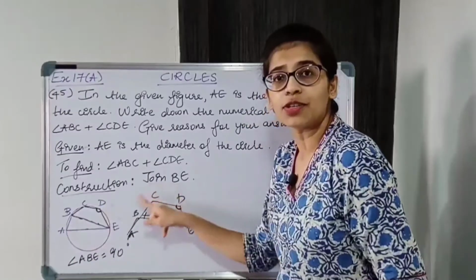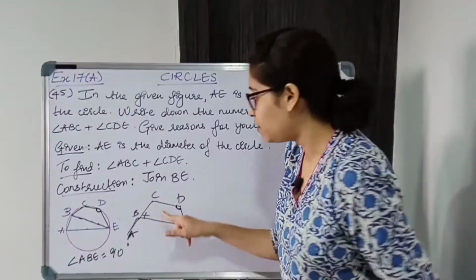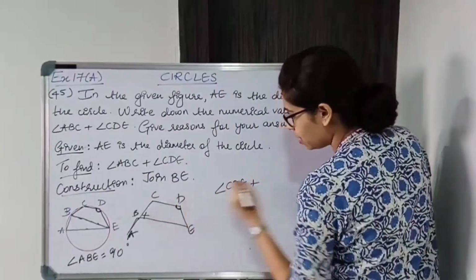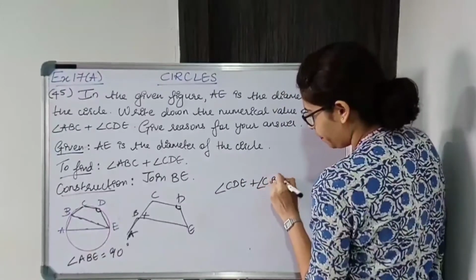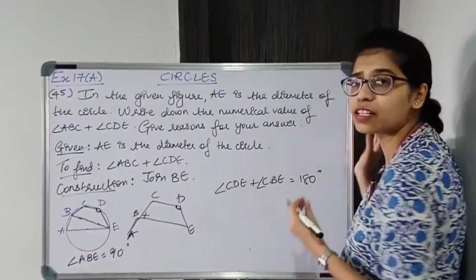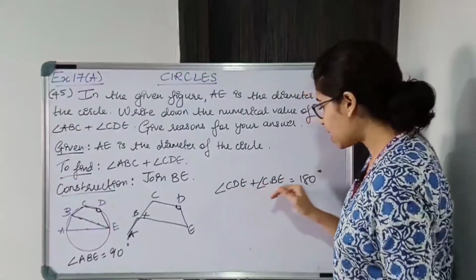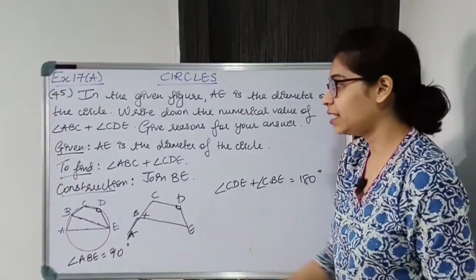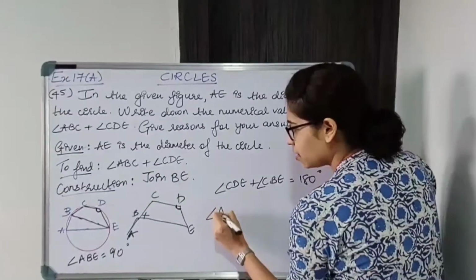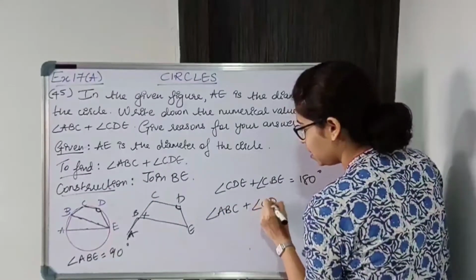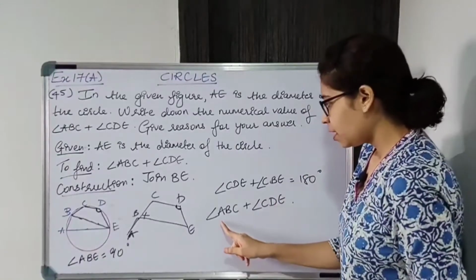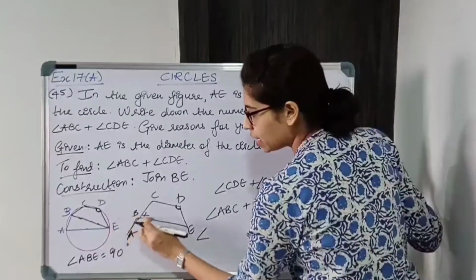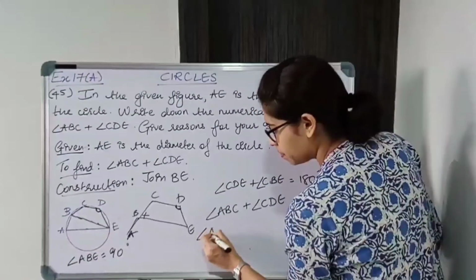And this is a cyclic quadrilateral. In a cyclic quadrilateral we know that angle CDE plus angle CBE is 180 degrees. These are opposite angles of the cyclic quadrilateral. So I got its value as 180 degrees. The value of ABE I also got, 90 degrees. Now let us consider angle ABC and angle CDE. ABC is nothing but angle ABE plus angle CBE. Correct?